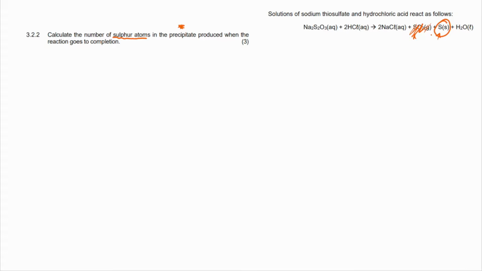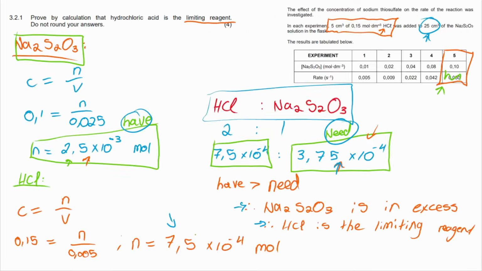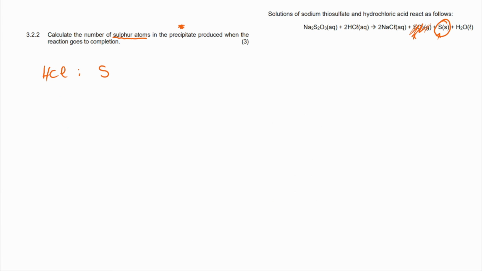So first we're going to have to get moles. Okay, but very important when we're dealing with limiting reagents, we have to use the moles of the limiting. Okay, so we can't use the moles of sodium thiosulfate. We can't do a mole ratio with the sulfur. We have to do with our limiting reagent. Okay, so we know we are going to be doing a ratio between HCl and sulfur, the precipitate. Okay, the moles of HCl that I have is this 7.5 times 10 to the minus 4.